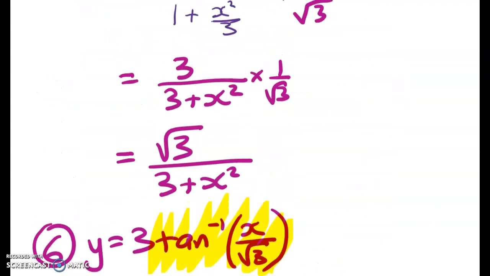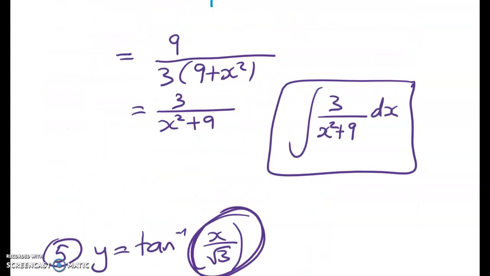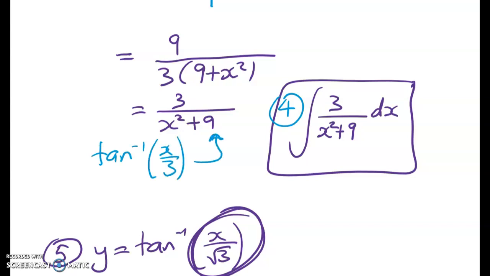And let's just see if that was what we got back up here. Yep, it was. So we had question 4 here. When I differentiated tan inverse of x on 3, I got to this. So happily, when I went back the other way, it worked.